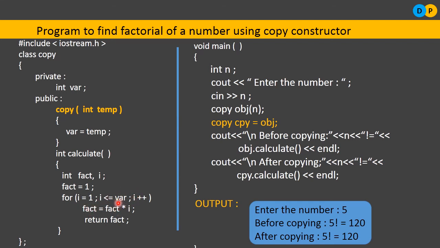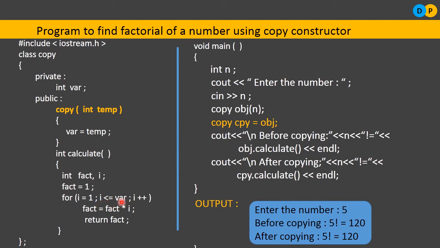Later on, I value gets incremented and becomes 2. 2 is less than or equal to 3, yes. Once again, this statement will be executed: fact is equal to fact into I. The previous fact value is 1, and the new I value is 2. 1 into 2 is 2. So the value 2 will be stored in the variable fact. Next, I value gets incremented and becomes 3.